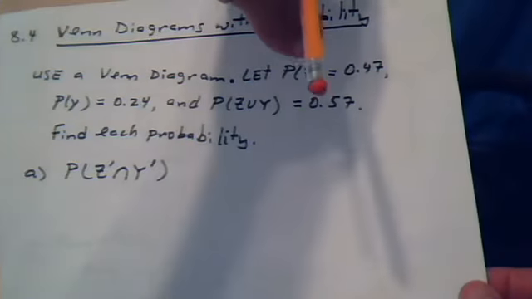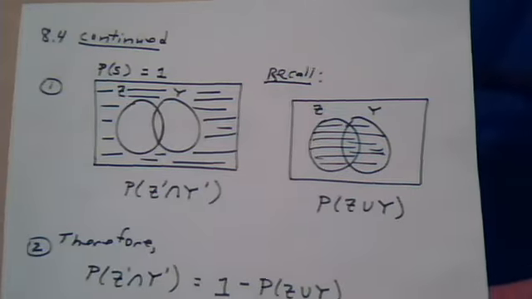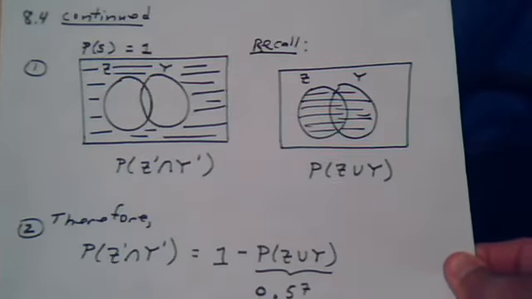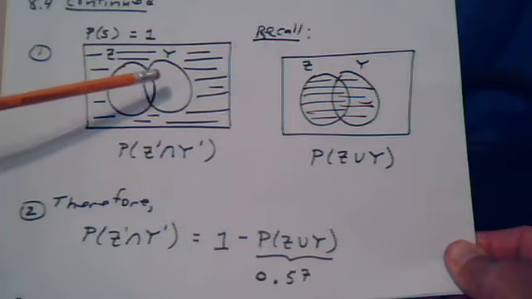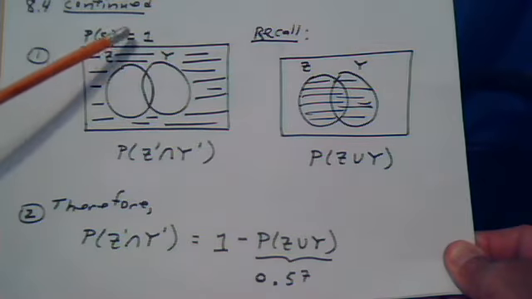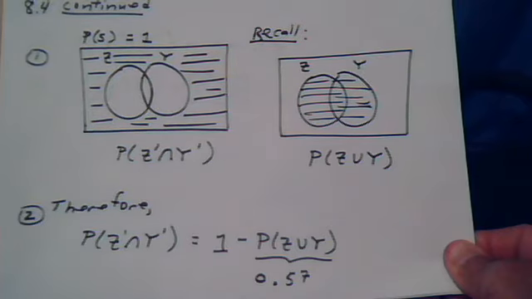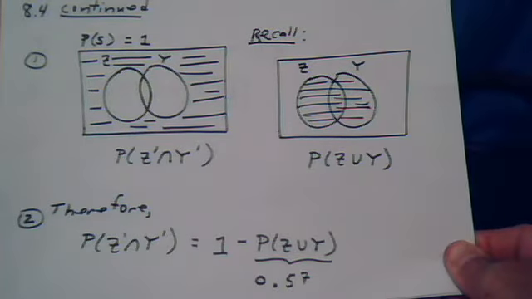So draw your Venn diagram for those symbols. And this is what it looks like. So we have our two sets, Z and Y. Probability of the sample space is 1. Remember, the sample space is the universe. And the universe always has a probability of 100%, or you could say 1 in decimal form.